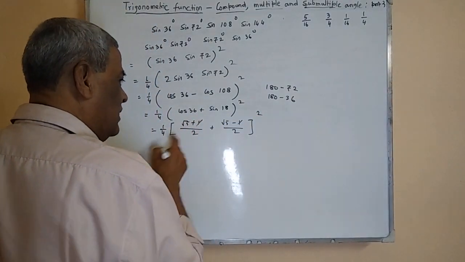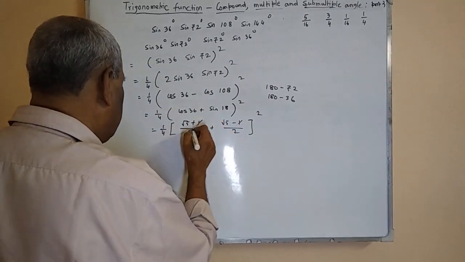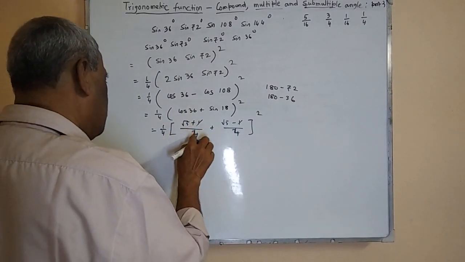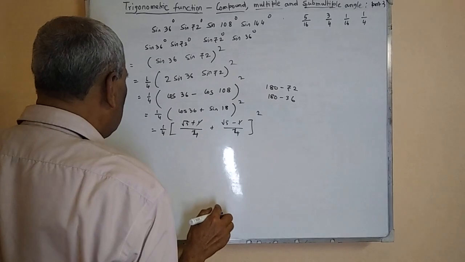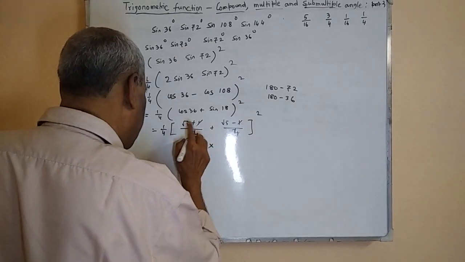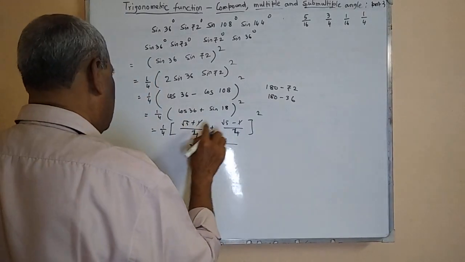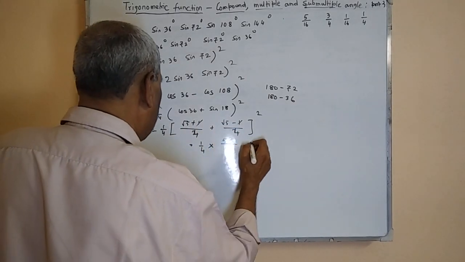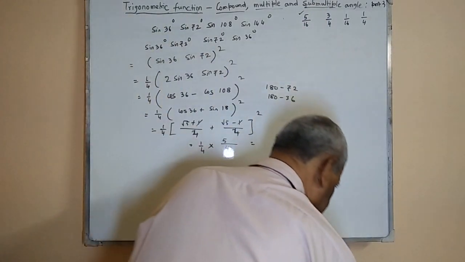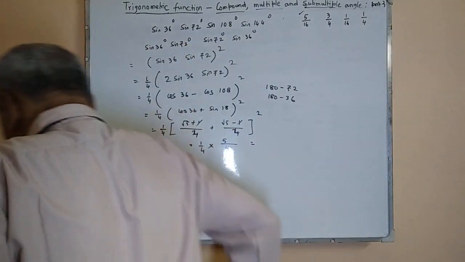Now they cancel, so root 5 by 4 into 2, so root 5 by 2 whole square. So it is 1 by 4 into root 5 by 2 whole square, that is 5 by 16 is our answer, so the first option is correct. Now let us take our next problem.